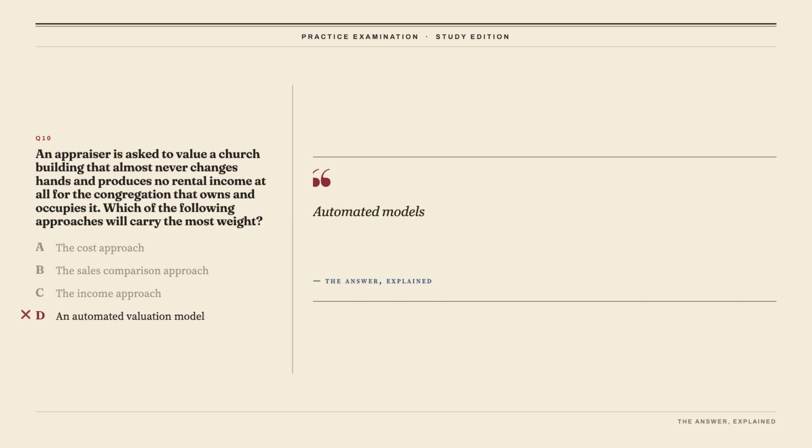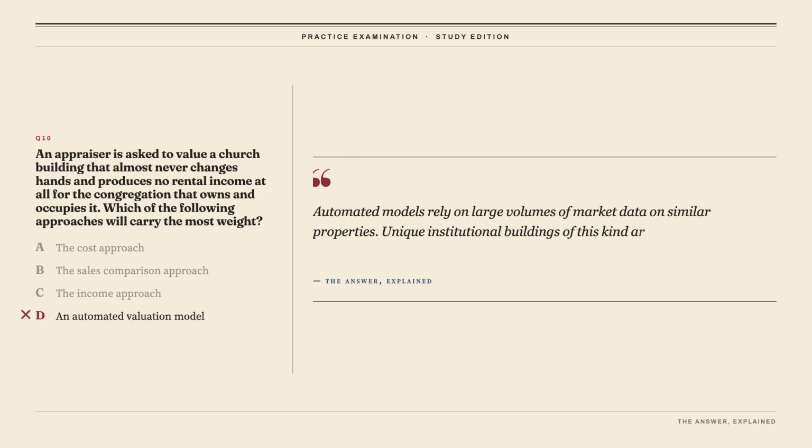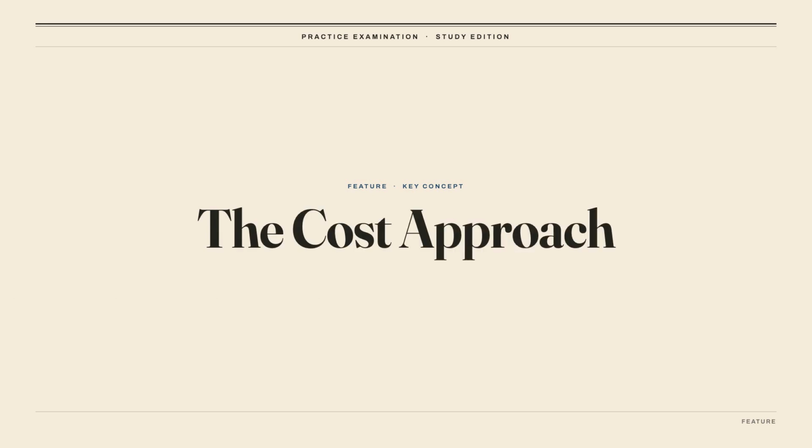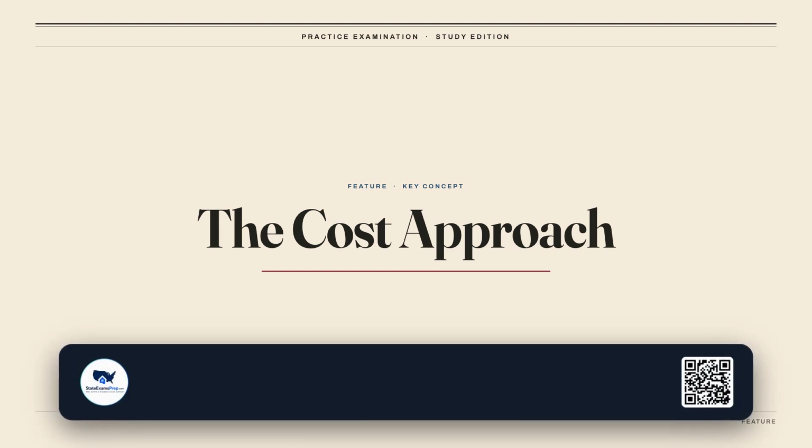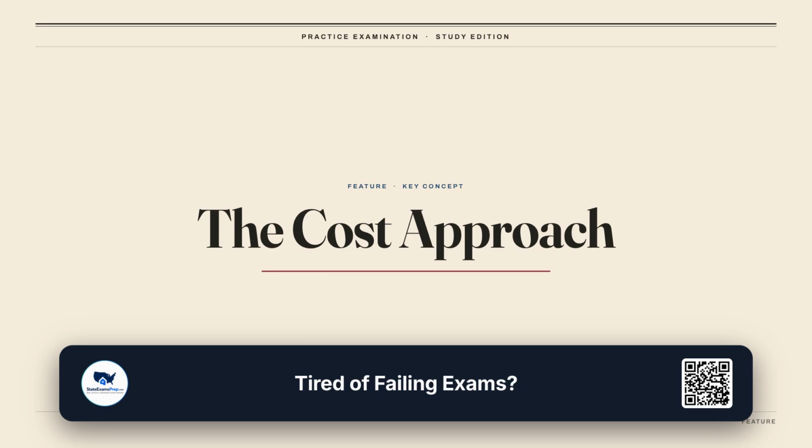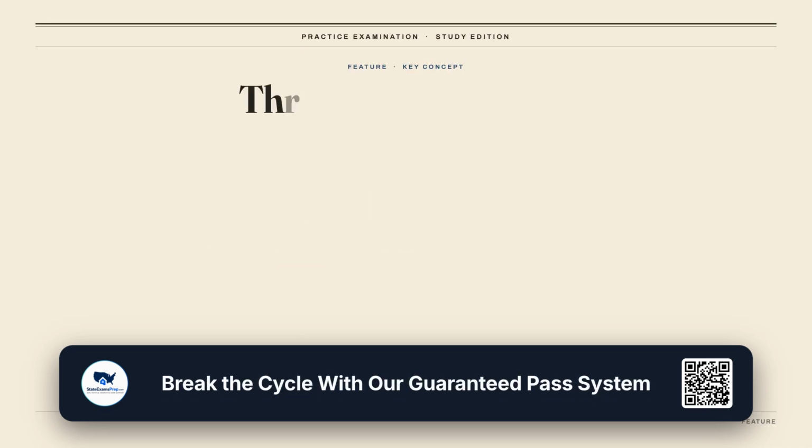D is wrong because automated models rely on large volumes of market data on similar properties. Unique institutional buildings of this kind are exactly what such automated models handle worst of all. When a property rarely sells and generates no rent, both sales comparison and income approaches run dry. The cost approach exists for exactly this situation.